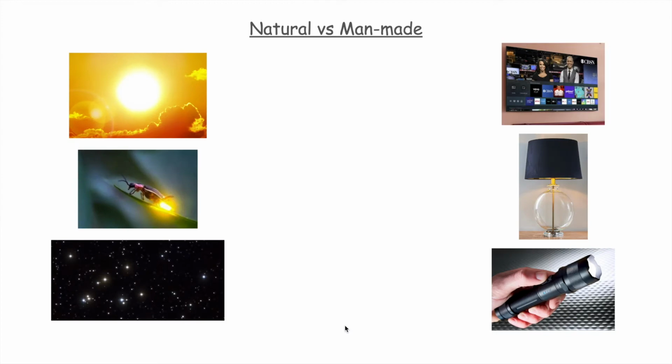So what we're going to look at is the fact that, as you will know from your science lessons, there are different types of light, okay? So there's natural light and there's man-made light. Natural light is something that is just there, such as the sun, okay? You don't have to do anything to the sun. The sun appears every day on a morning until nighttime, and then it goes. You don't turn it on, you don't turn it off. It's just there.